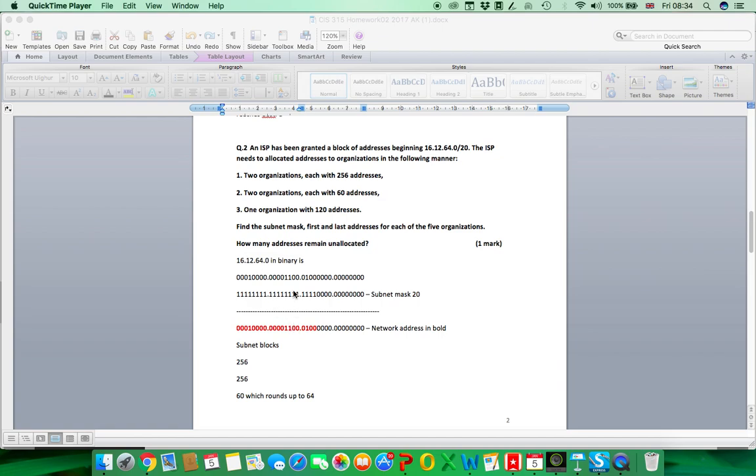Now I have explained in here. The first thing, as I've always said, the first thing that we do is we change this to binary. So this is the address converted to binary. And then we apply the subnet mask to separate the network bits and the host bits. And this is our subnet mask, 20 bits. Having done this, all these bits are network, 20 bits, and all the rest are host bits.